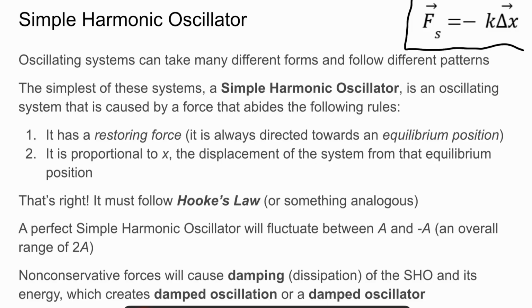It'll just continue doing that forever and ever, so long as there aren't any forces that are dissipating that energy. However, non-conservative forces, which obviously exist in the real world, things like air resistance or friction, are going to cause what we call damping or dissipation of the energy contained in that simple harmonic oscillator, which means that its oscillation will be damped over time. And so eventually, rather than continuing to oscillate forever at the same amplitude, that amplitude will decrease and decrease until the system eventually comes to rest once all of that energy has been dissipated to non-conservative forces.